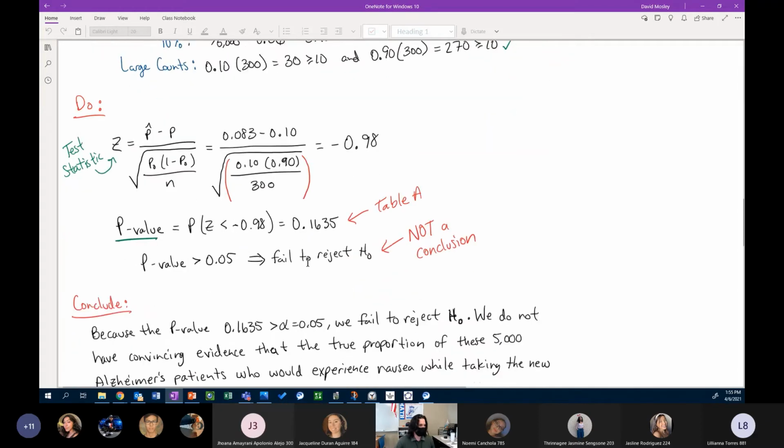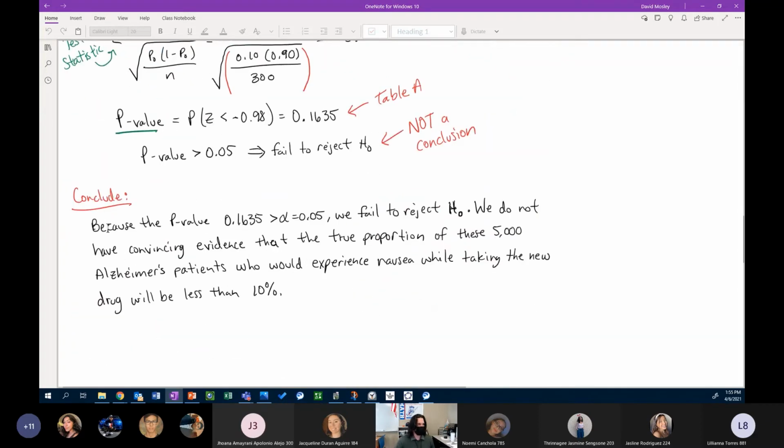So then we actually write the conclusion. Because the p-value 0.1635 is greater than alpha equaling 0.05, we fail to reject the null hypothesis. We do not have convincing evidence that the proportion of these 5,000 Alzheimer's patients who would experience nausea while taking the new drug will be less than 10%.